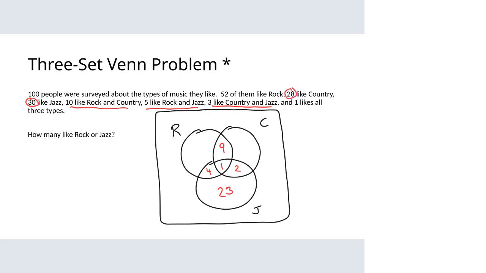28 like country, so I need 28 in this circle. So far, I have 9, 10, 11, 12, so I need 16 more over here.